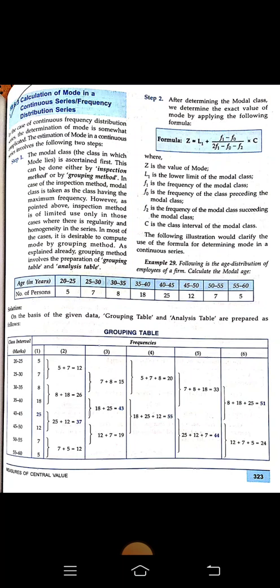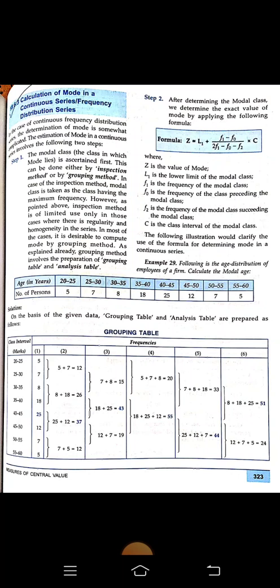So the modal class can be found either by the inspection method or by the grouping method. In the inspection method, the modal class is taken as the class having the maximum frequency. Let us see an example, example number 29. Following is the age distribution of employees of a firm; calculate the modal age.